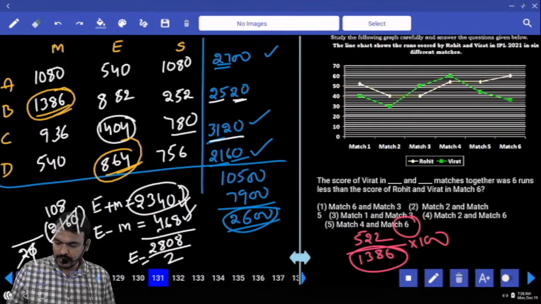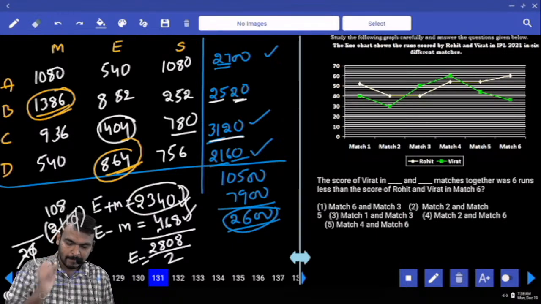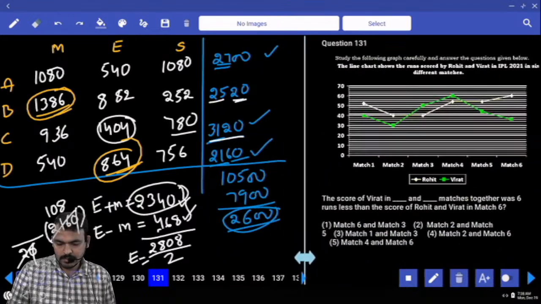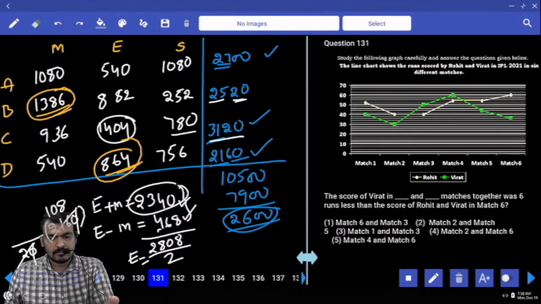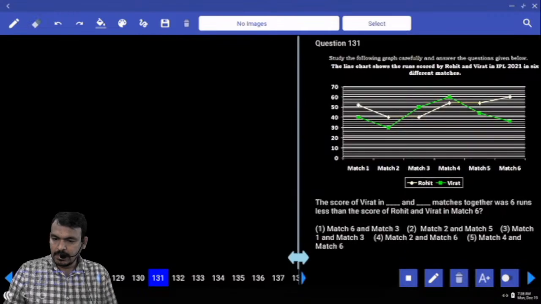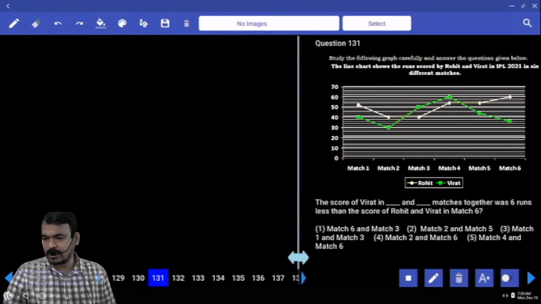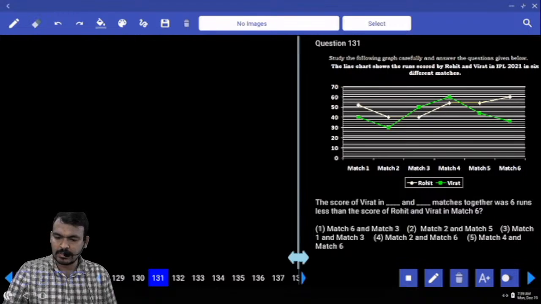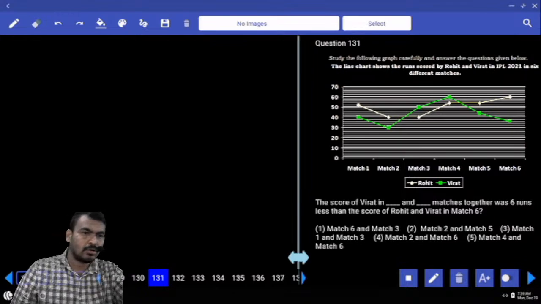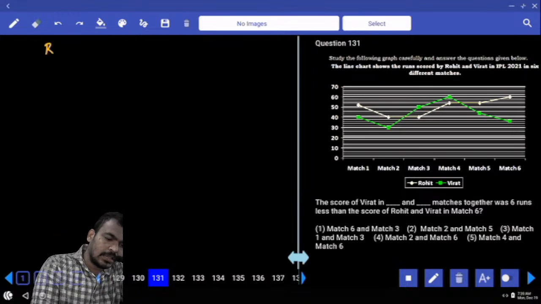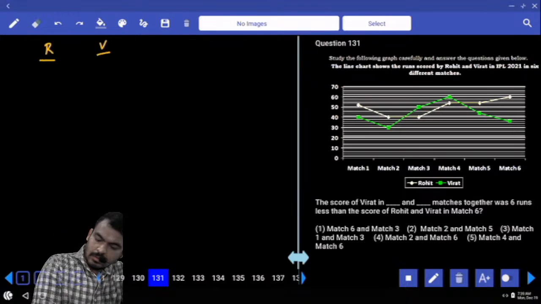Next, 131. A line chart is given. The line chart shows the runs scored by Rohit and Virat in IPL 2021 in 6 different matches. Here how many players are there? 2 players. One is Rohit, another one Virat. Match 1. What is the match 1 Rohit score?